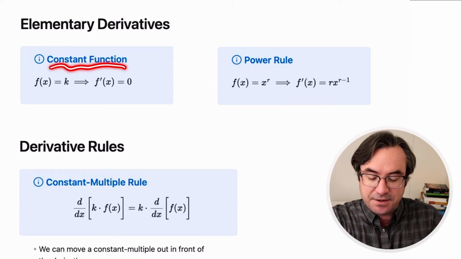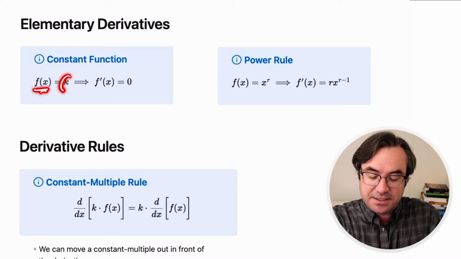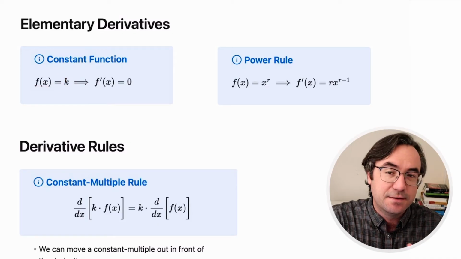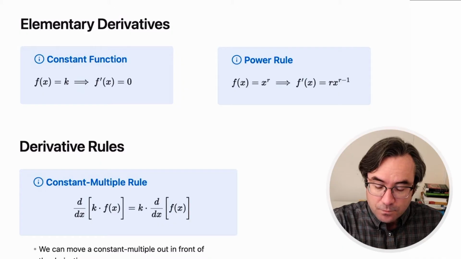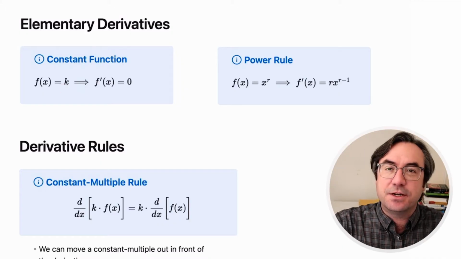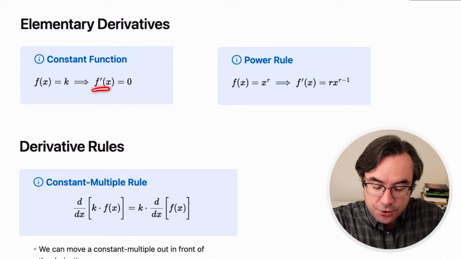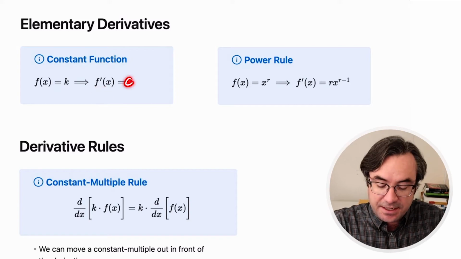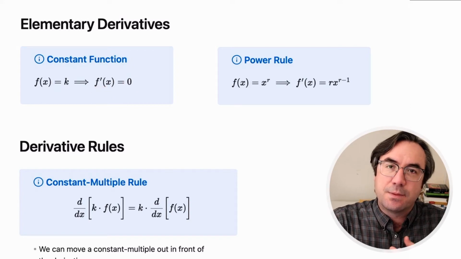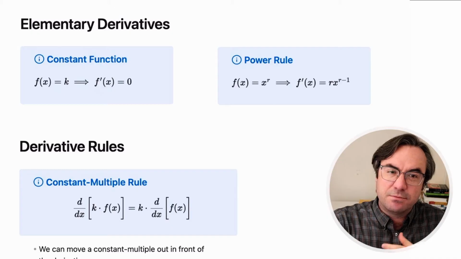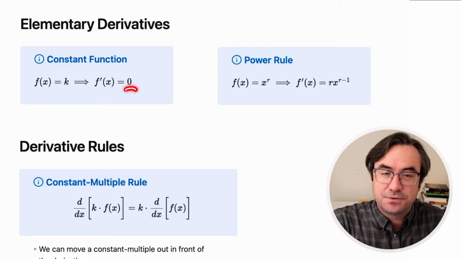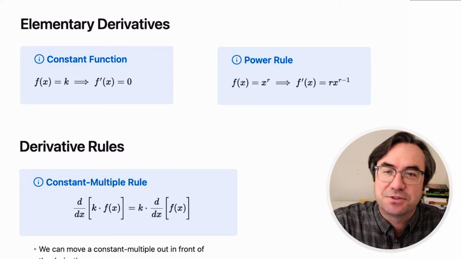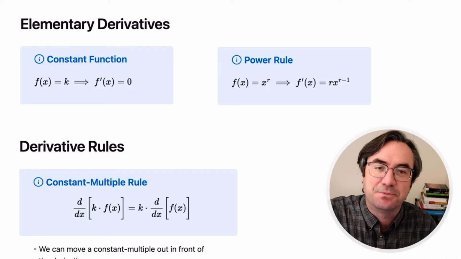So if we have a constant function, so our function f of x is equal to a constant k, and it's just k, there's really no variables here. Well, if we're trying to differentiate just a constant, the derivative of that constant is 0. Remember, we want to think of derivatives as measuring change. So a constant function doesn't change. It's not changing. So the rate of change there is 0.